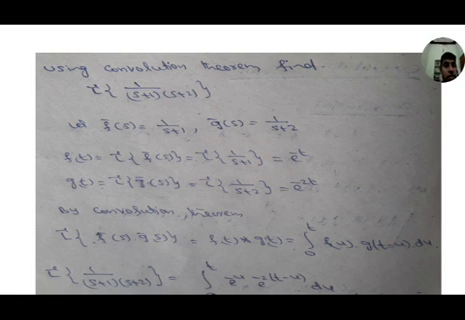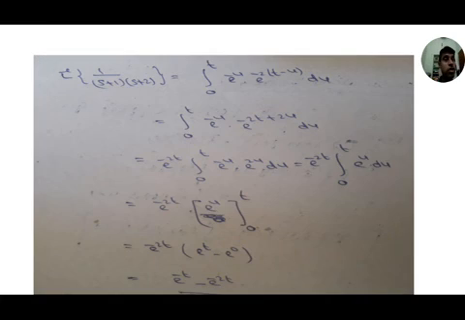Only here we have to take the first function f bar(s), the next second function g bar(s), find their inverse Laplace transforms f(t), g(t), and then apply the convolution theorem, that is L inverse of f bar(s) times g bar(s) equal to f(t) star g(t), that is the integration from 0 to t of f(u) times g(t-u) du, that is the integration from 0 to t of e^(-u) times e^(-2(t-u)), and by simplification and integration we get the answer.